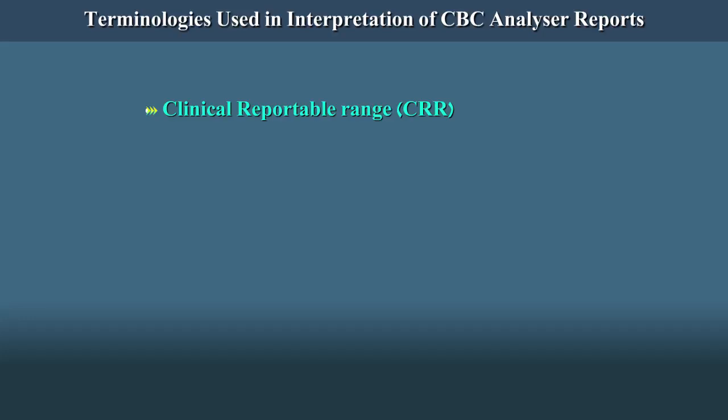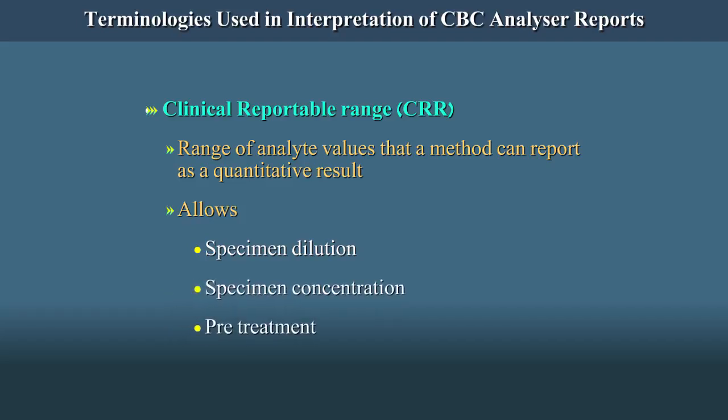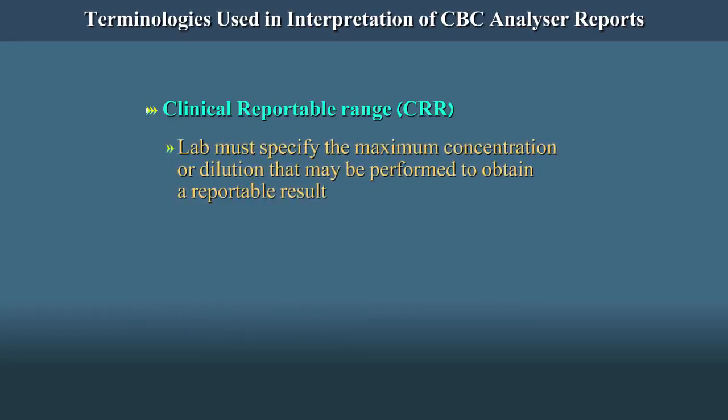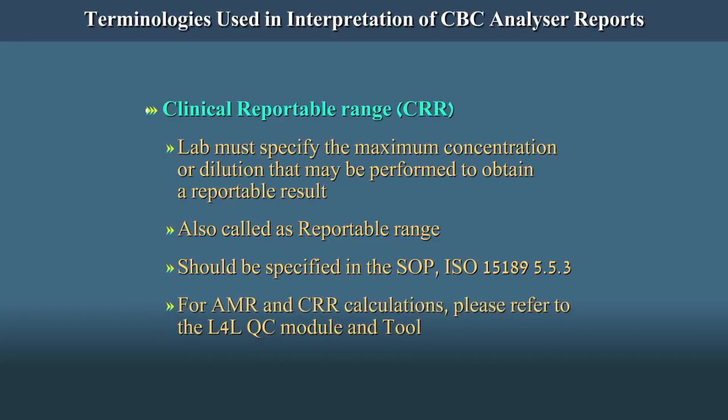Clinical Reportable Range, that is CRR. The CRR is the range of analyte values that a method can report as a quantitative result, allowing for specimen dilution, concentration, or other pretreatment used to extend the AMR. The lab must specify the maximum concentration or dilution that may be performed to obtain a reportable result. Also called reportable range and should be specified in the SOP, ISO 15189 5.5.3. For AMR and CRR calculations, please refer to L4L QC module and tool.